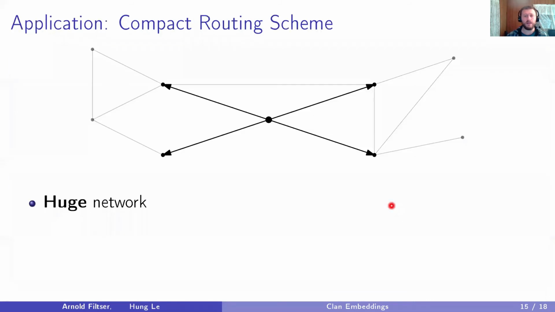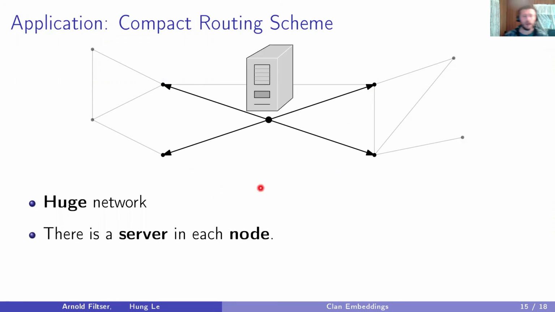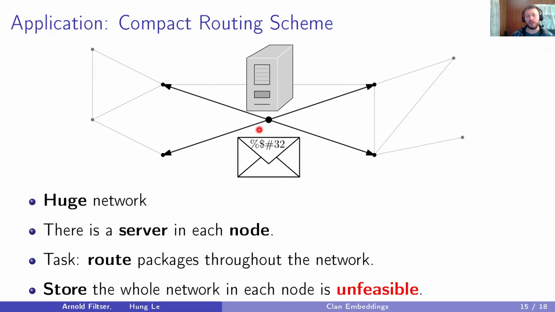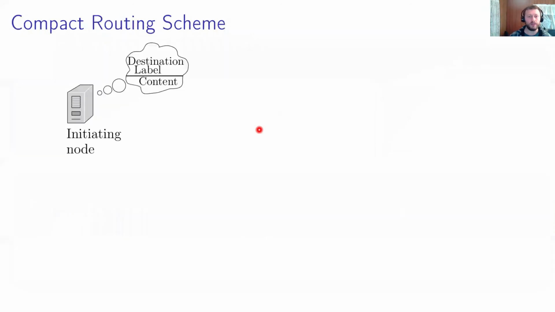Okay, so let's define the compact routing problem. Here you have some huge network, and each node contains a server, and the goal is to route some packets throughout the network. However, the problem is the network is huge, and it's completely unfeasible to store the entire network in each node. So we need to make some decision based on partial information.